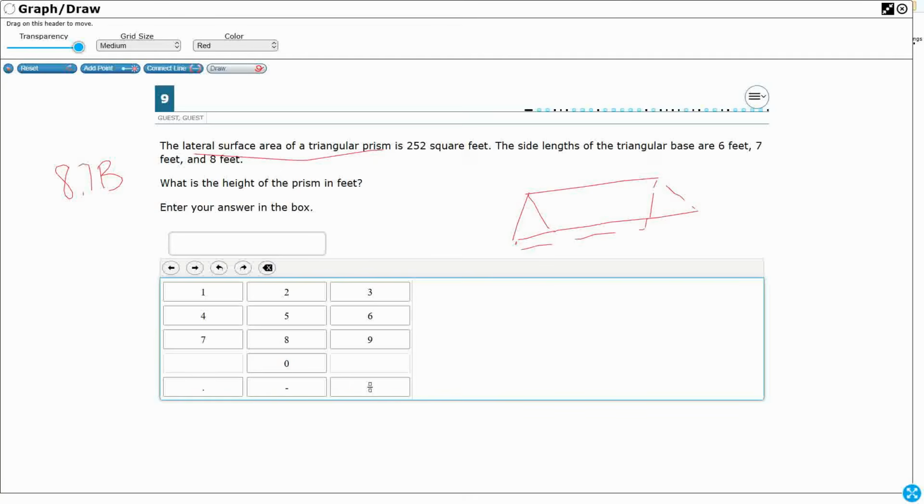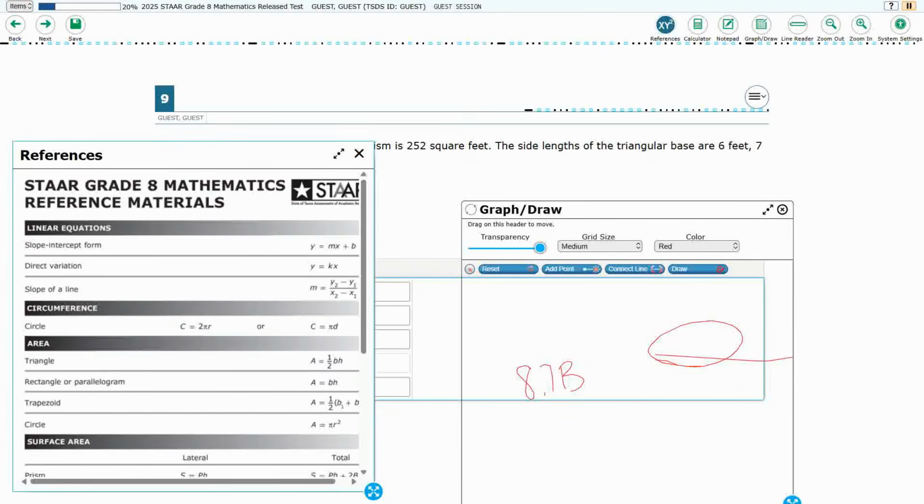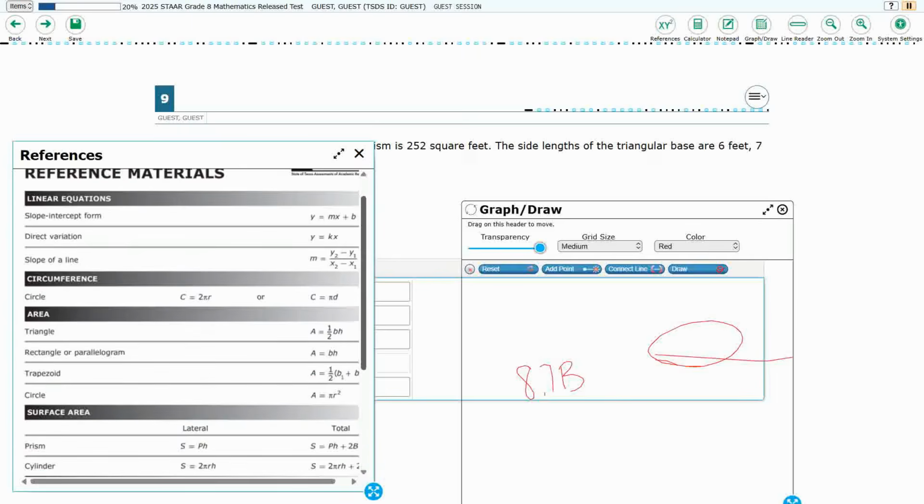Okay. So what we want to do is we want to get the three rectangles. The one right there, one in the back, and then the bottom. We want to get those three rectangles that are connecting the two bases. That's what we're dealing with for the lateral surface area. But we don't have to do that by hand. Let's look at our reference material, see what we have here.